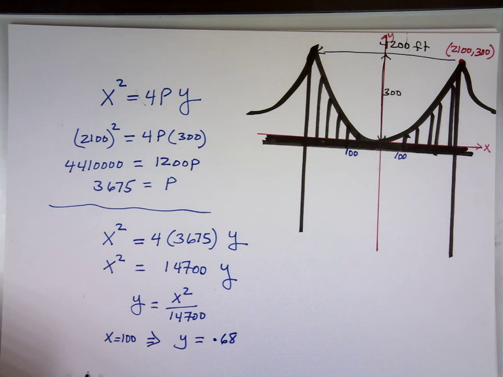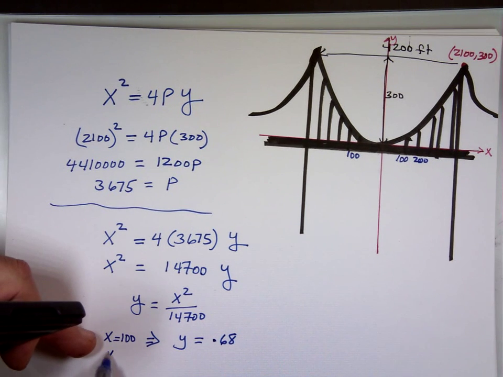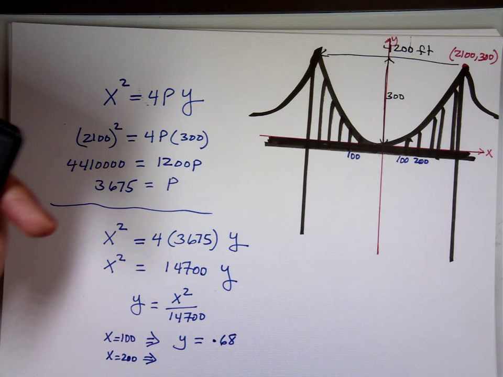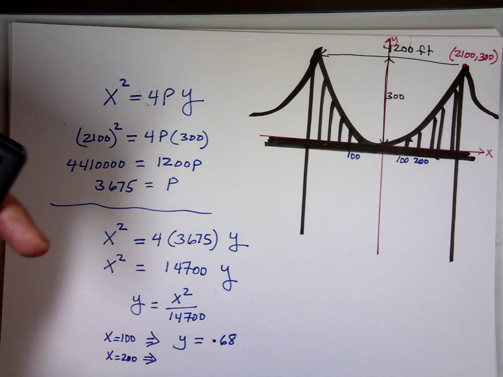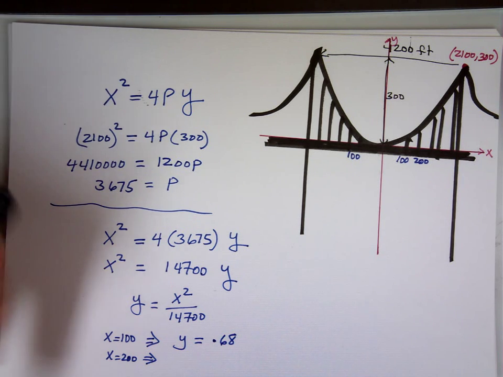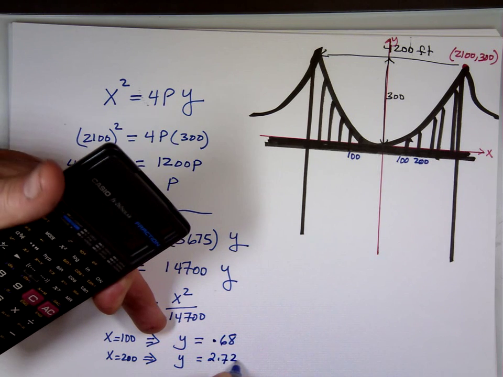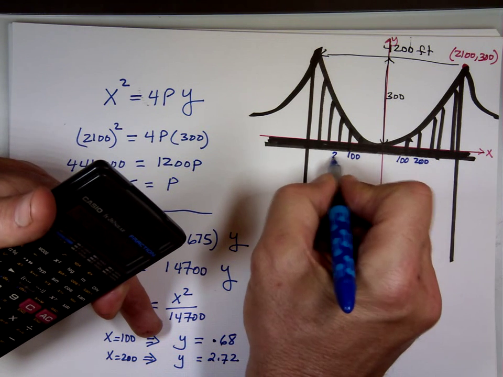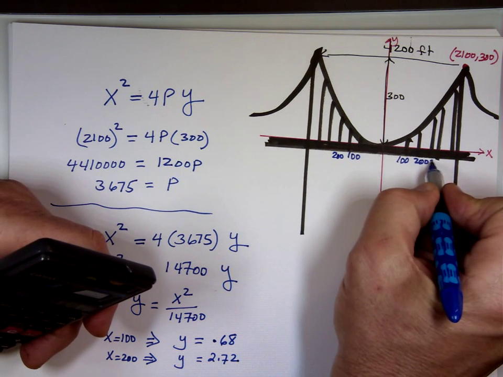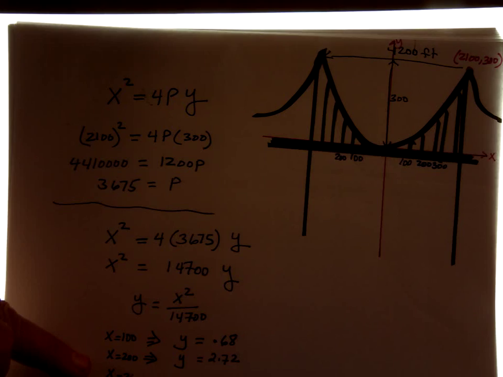The next piece, 200 feet, you want it when x equals 200. What is 200 squared divided by 14700? 2.72. You need 2 of them, one on this end, one on that end. The next piece, 300 feet away. What did I do?